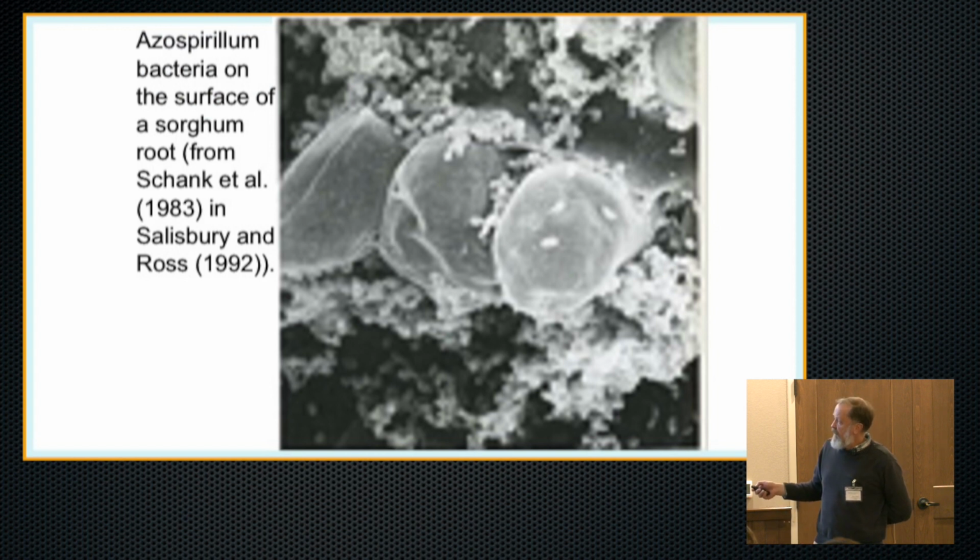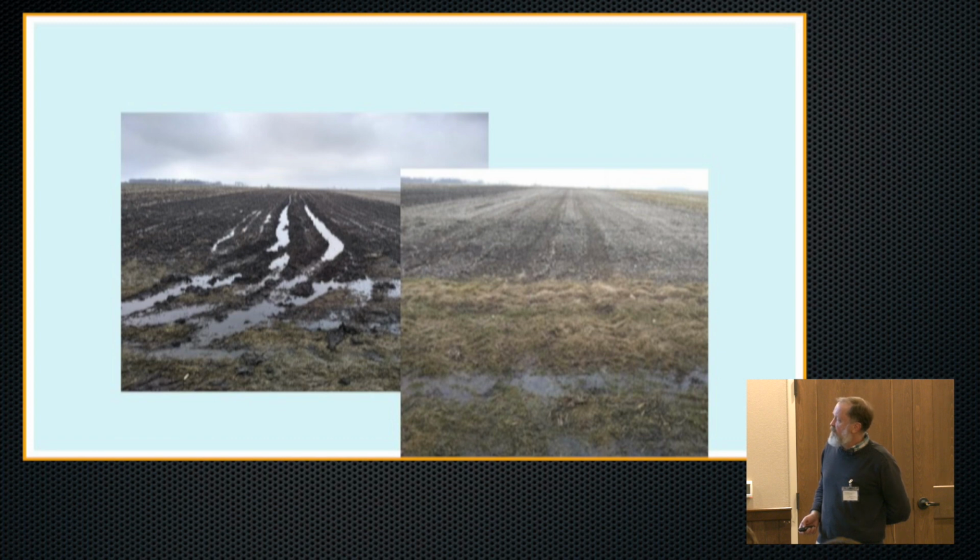Also, there's bacteria. This is a picture of Azospirillum on a sorghum root that are beneficial in the soil and can form positive relationships. So the plants are feeding those microbes, and then they're helping out the plants with increasing nutrient availability. And those little microbes and having good soil health also helps with your physical structure.